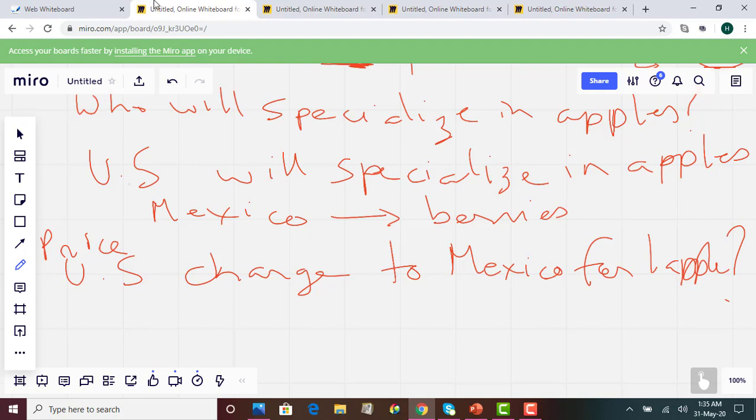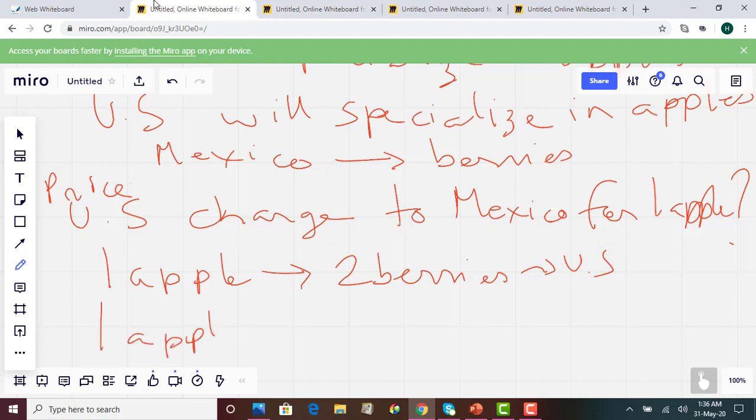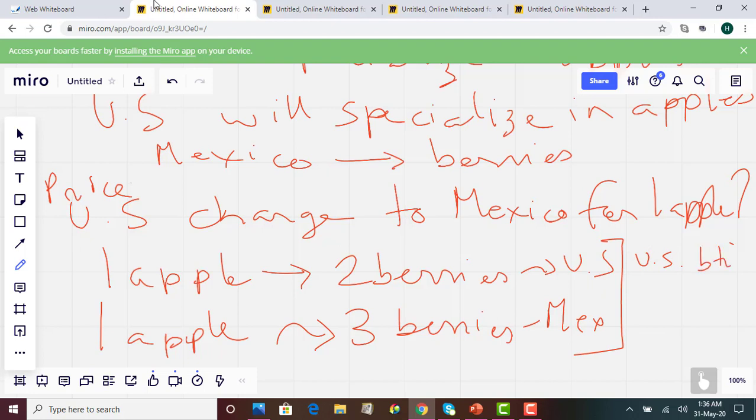Okay, so easy way to understand is the opportunity cost for USA to produce one apple. To produce one apple, the opportunity cost is 2 berries. Remember, we calculate this, and this is for US. Okay, and in Mexico, the opportunity cost to produce one apple is 3 berries. That's the opportunity cost in Mexico, right? So in the international market, USA will charge anywhere between 2 and 3 berries to Mexico. Okay, that in that way both the parties will benefit, right?